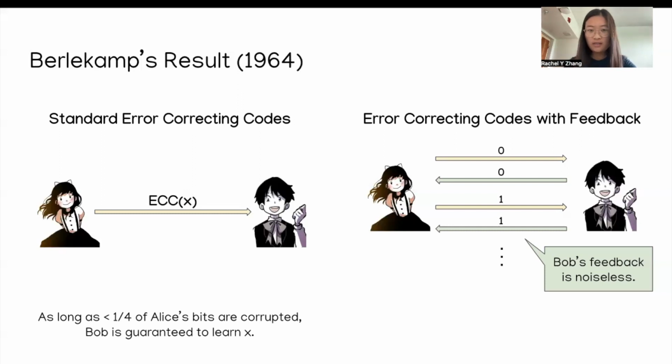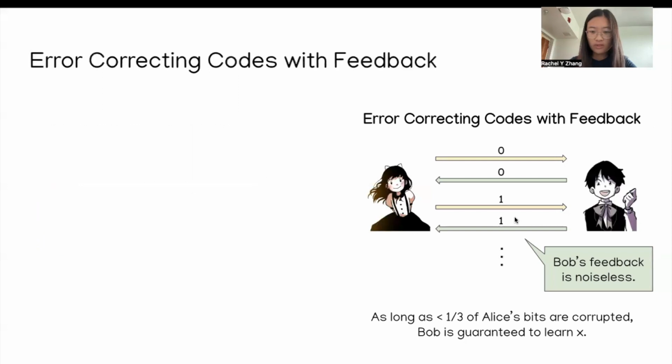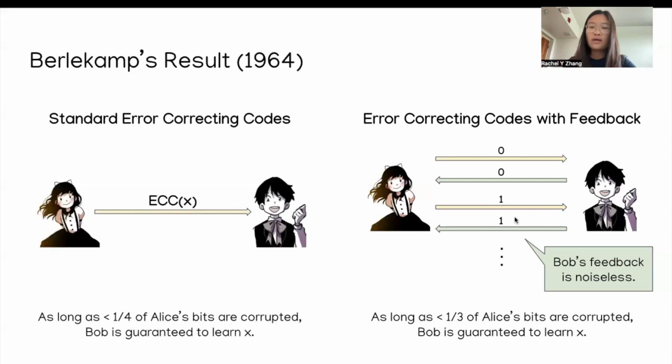So in this setting, it turns out that Berkeley's result shows the following. Okay, as long as less than 1/3 of Alice's bits are corrupted, then Bob is guaranteed to learn X. So we see that without this feedback, you're only guaranteed 1/4 error resilience, but with feedback, the error resilience goes up to 1/3. Again, this makes sense because Bob can ask Alice precisely for what he needs to hear to figure out what X is.